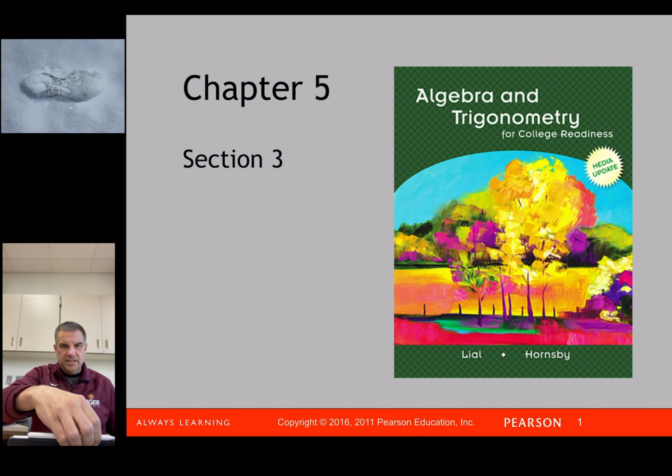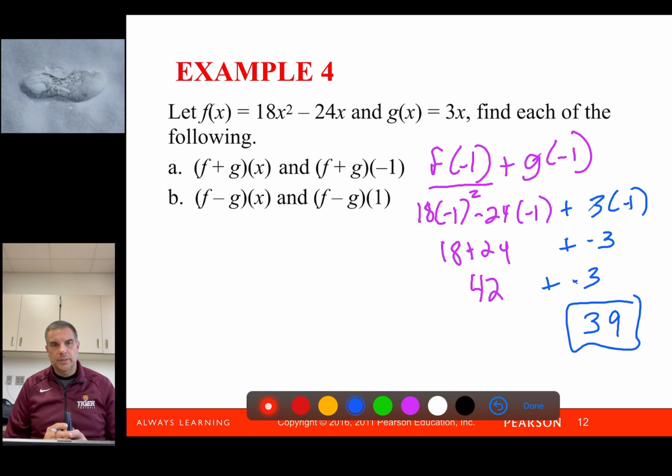Negative 1 squared is 1. That's 18 plus 24. Just to get out the calculator real quick, 42. So that's what f of negative 1 equals. Now I'm going to add to that g of negative 1. So anywhere in the g function I see an x, I'm going to replace it with a negative 1. So that's going to be negative 3. So 42 plus negative 3 is going to give me 39 is the value of f plus g of negative 1. Okay. Now let's look at part B.